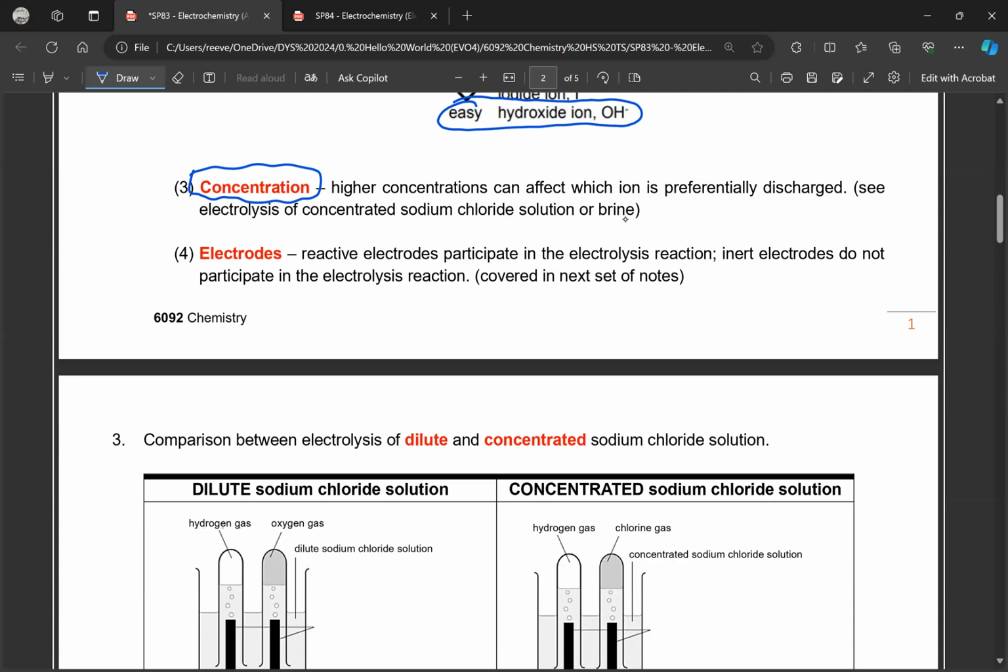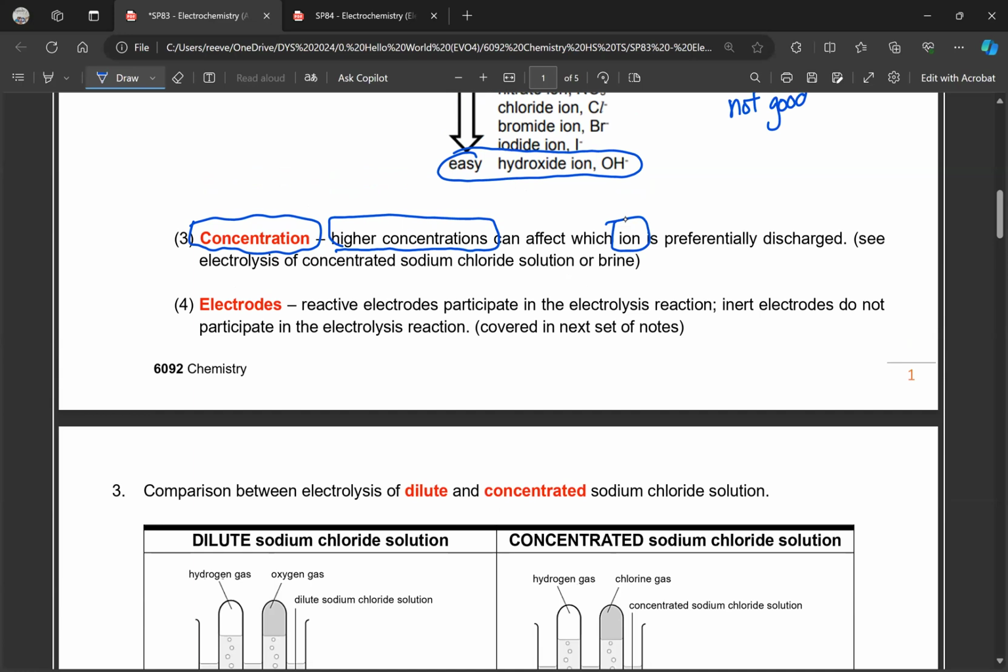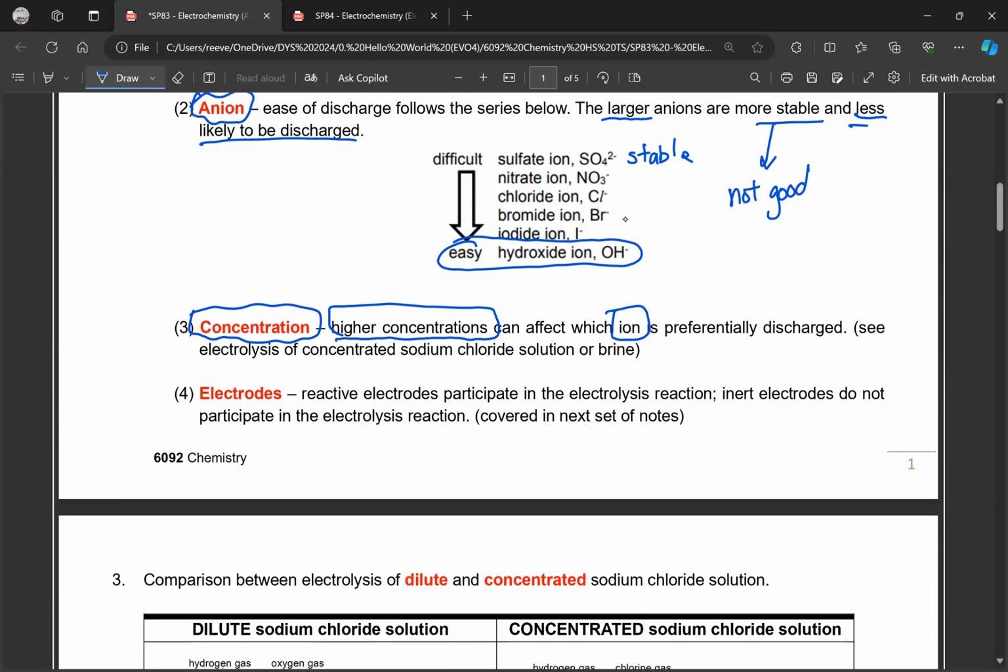This one is concentration. So it depends on how much salt I put inside the water. I can put a lot of NaCl, I can only put one drop of NaCl. It depends on how much NaCl I put. So the concentration can also affect the whole story. Basically, if I have a high concentration, then that ion will stand a higher chance.